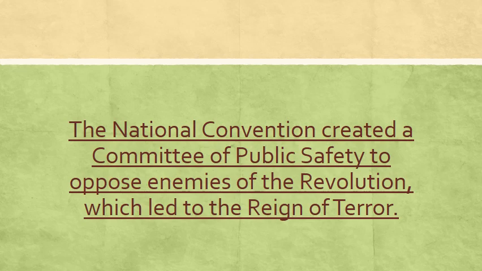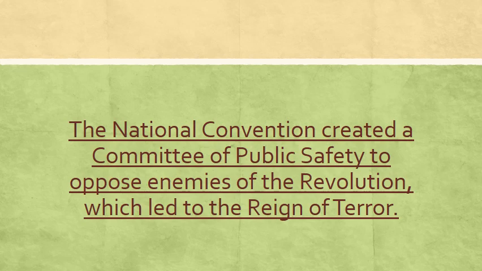So, you can write down your notes. The National Convention created a committee of public safety to oppose enemies of the revolution, which led to the Reign of Terror. I'll read it again. You can write it down in your notes. The National Convention created a committee of public safety to oppose enemies of the revolution, which led to the Reign of Terror. National Convention, the government of France at the time, decided they're going to create this committee, call it the Committee of Public Safety.